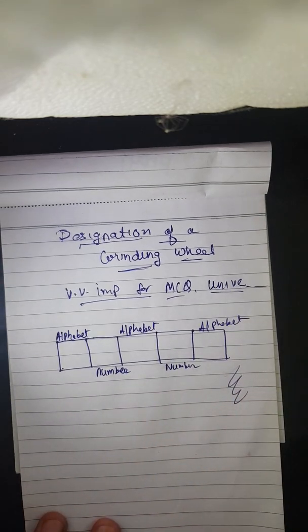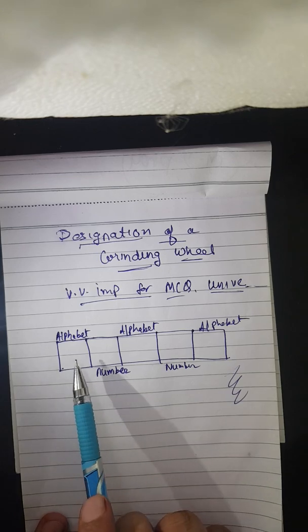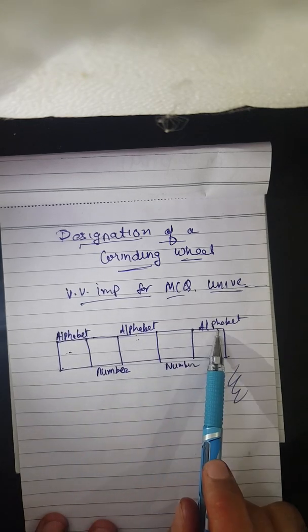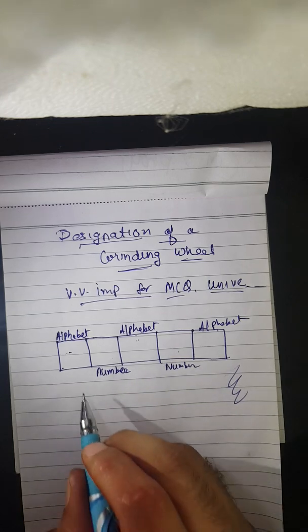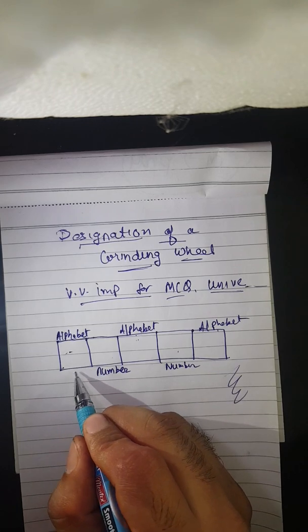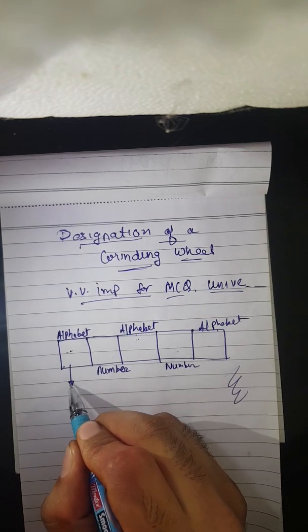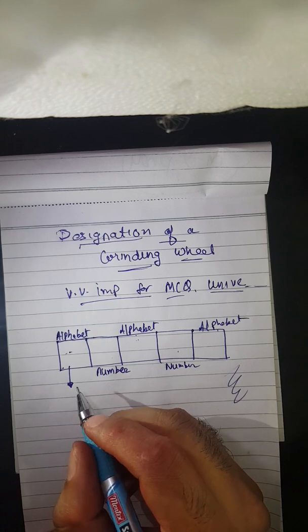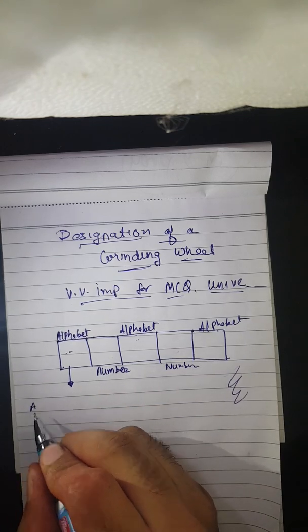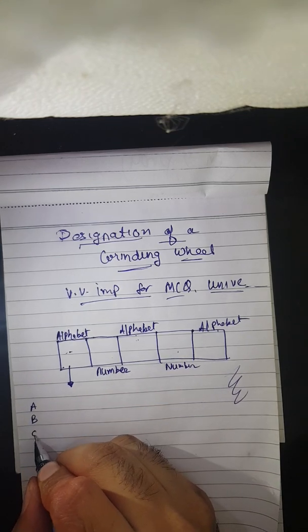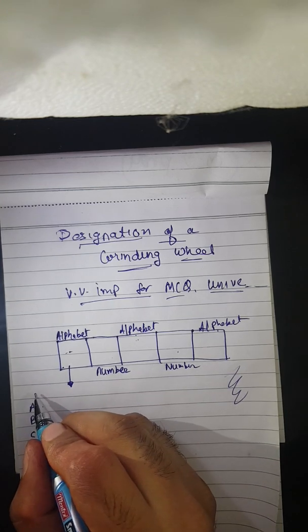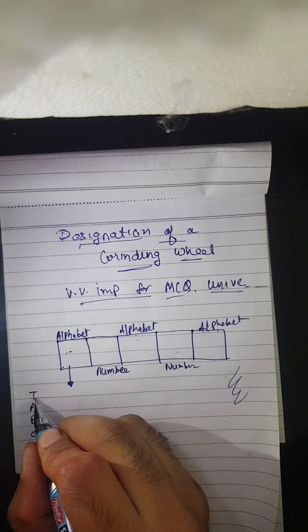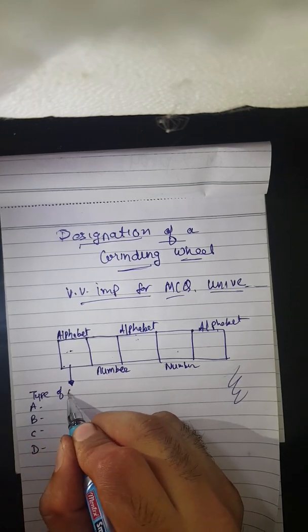So now again, in each of these blocks, each of these alphabets or numbers has some physical meaning. So that is what we are going to see. Let us start with the first block. This alphabet can be either A or B or C or D. So what does ABCD denote? It denotes the type of abrasive.